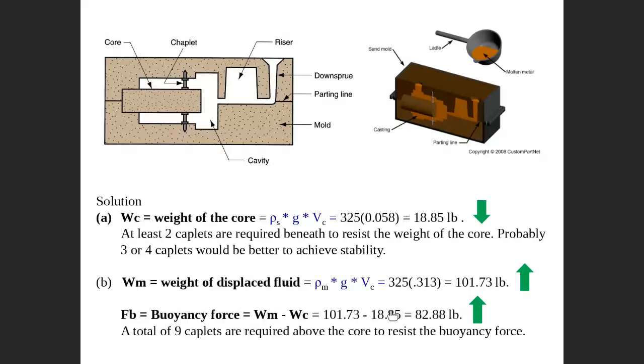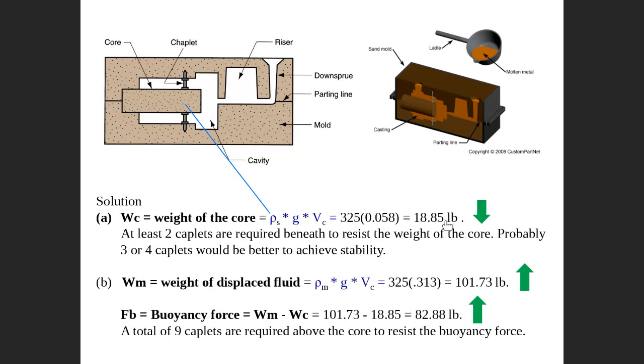When you come to below, there is no liquid yet. Then we need to calculate the weight of the core. Weight of the core equals rho G V, where rho is the density of the sand, multiplied by G, multiplied by the volume of the core. The weight density of the sand is given, and the volume of the core is also given. Then you can obtain the weight of the core. This is the weight of the core, 18.85 pounds.